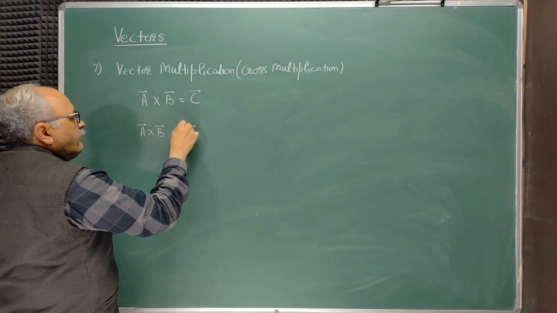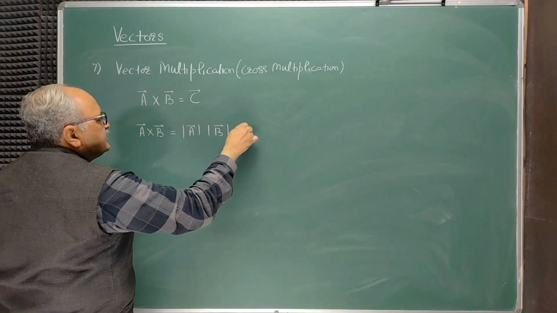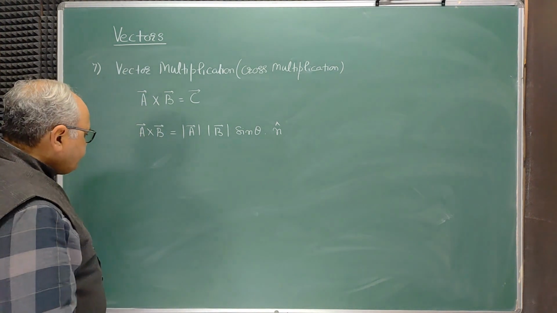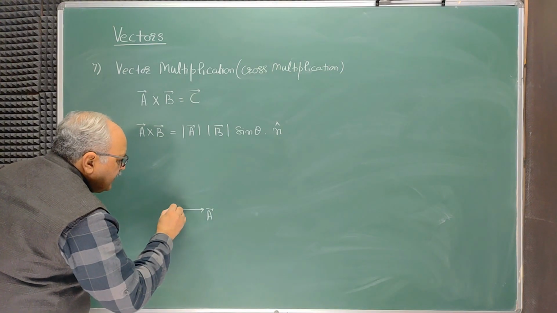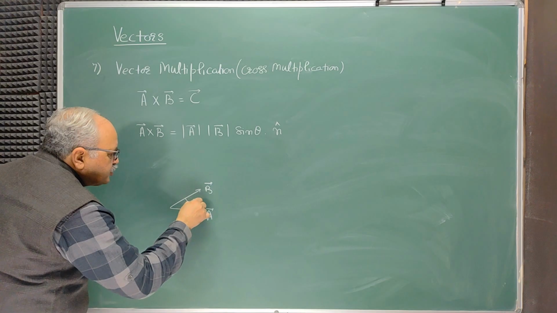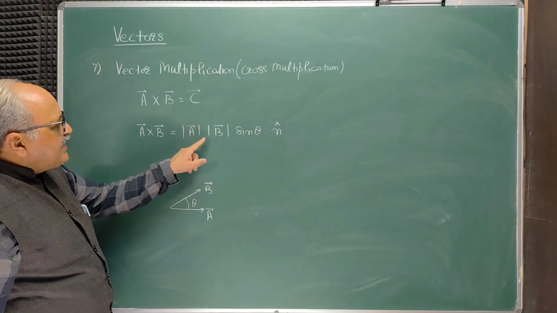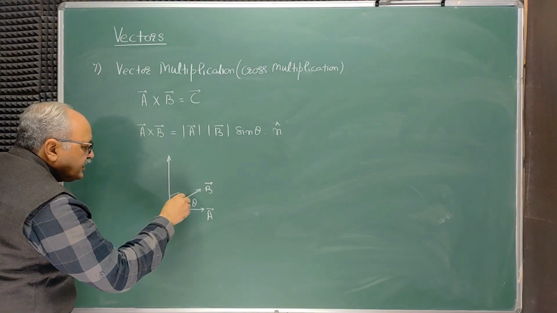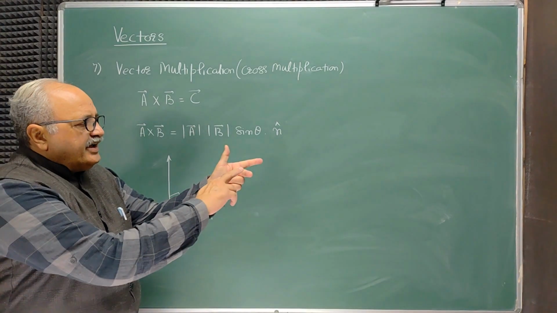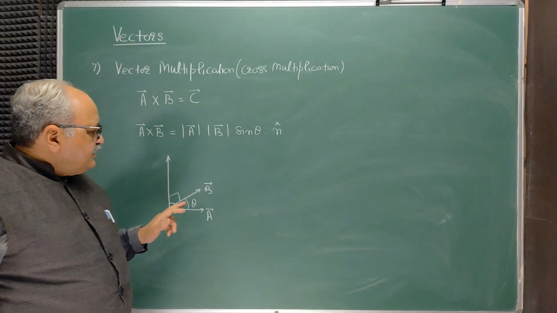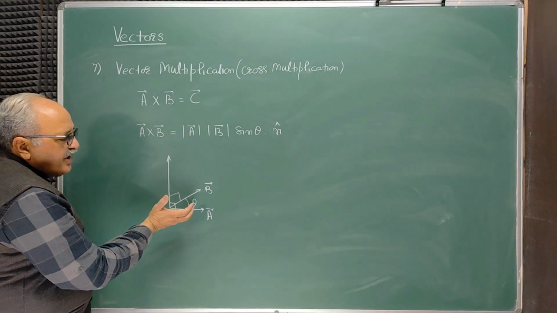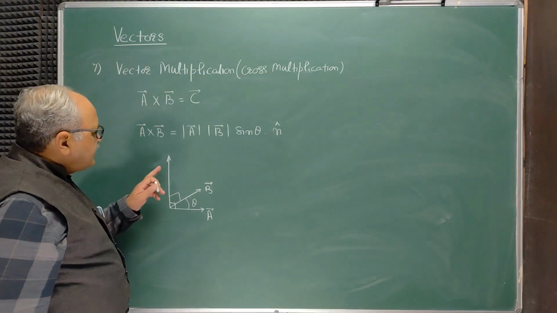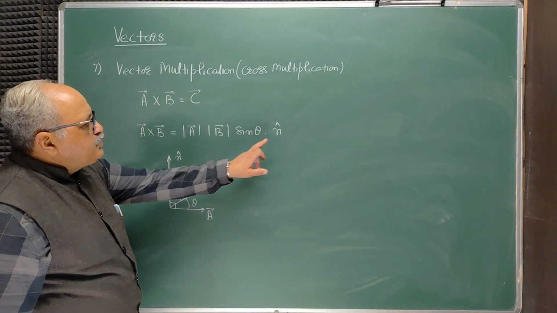can be written as magnitude of A, magnitude of B, sine of theta multiplied by a unit vector which is perpendicular to both A and B. That means if you have A vector and B vector and the angle between the two is theta, the magnitude of the cross product is AB sine theta, but it is in the direction which is perpendicular to both A as well as B. It is something like this: A vector, B vector, and this is the resultant vector. This obeys the right hand grip rule. You turn your fingers from A to B, then the thumb is going to represent the direction of A cross B.